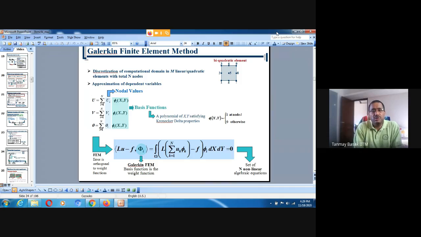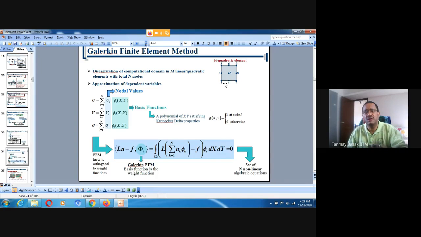So we are now talking about the Galerkin finite element method for the Navier-Stokes equation, and we'll be talking about discretization of the computational domain into M linear or quadratic elements with a total of n nodes. Approximation of dependent variables: we have three dependent variables u, v, and theta, and the nodal variables are u_i, v_i, and theta_i.